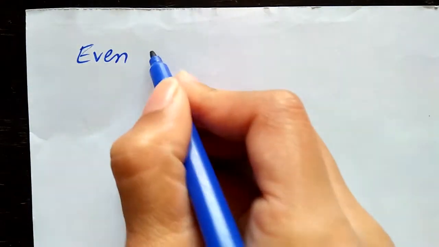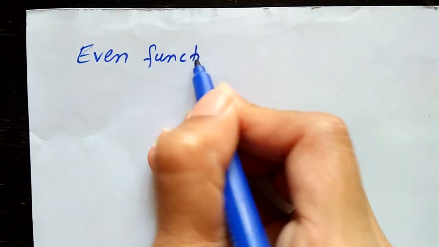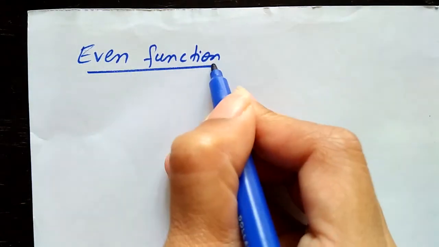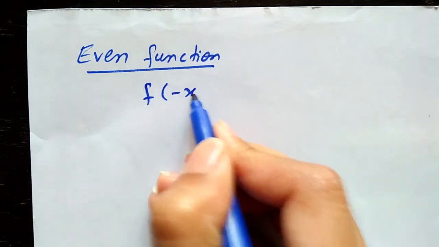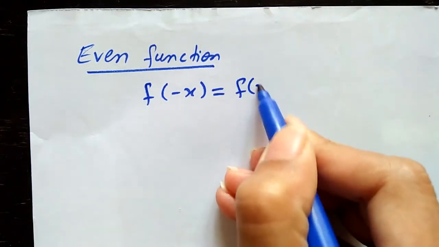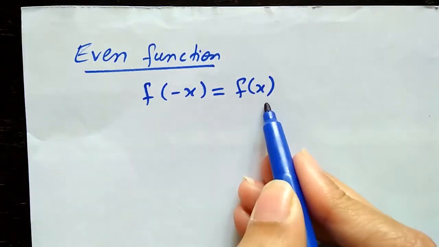Before drawing the graphs of some functions, you must know the definition of even function and odd function. Even function. For an even function, f of minus x must be equal to f of x. Now what does this mean?